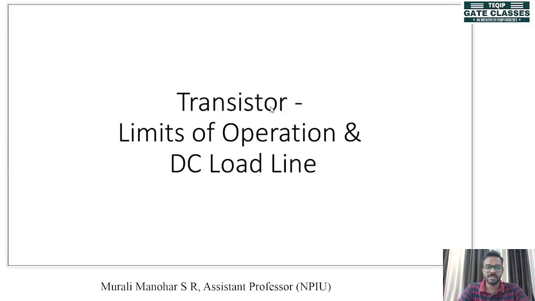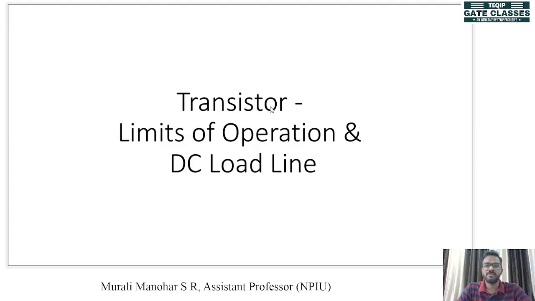Today we will discuss a topic called transistors, limits of operation and operating point, which also includes the DC load line. So far we have seen how a transistor operates, what the different characteristics of a transistor are in different configurations. We also saw that a transistor can be used as a switch as well as an amplifier. Our area of concern in this course is to consider the transistor as an amplifier.